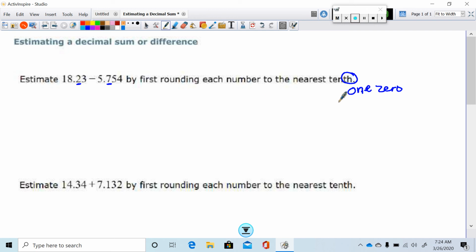If it's 5 or larger after that, it goes up. 5 or larger goes up 1.